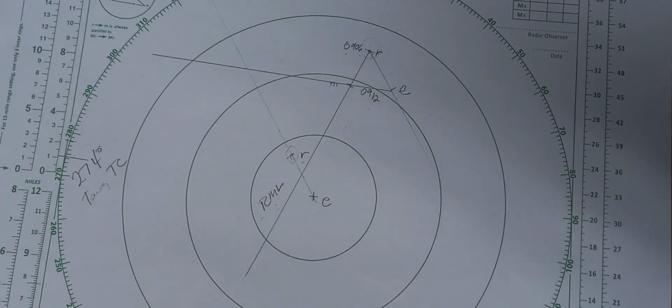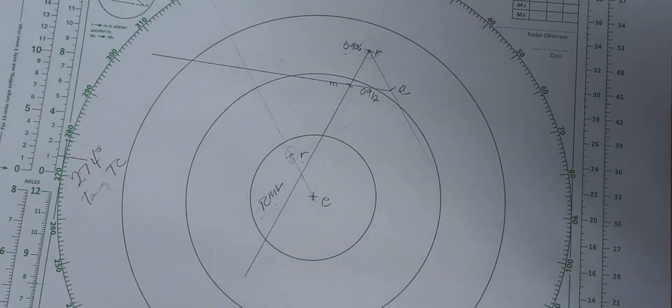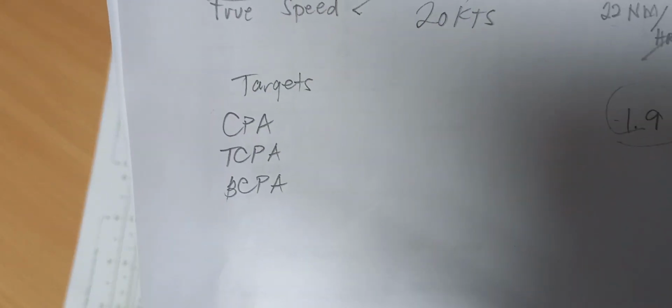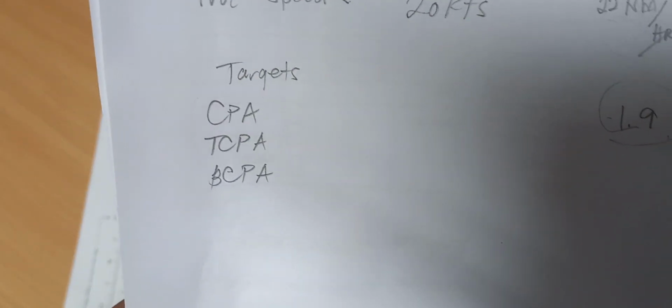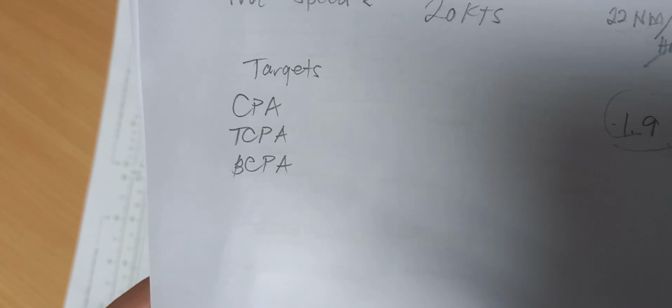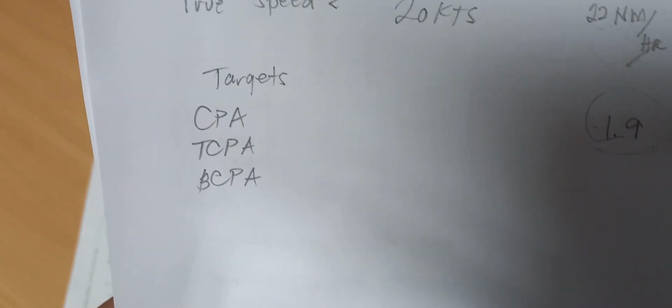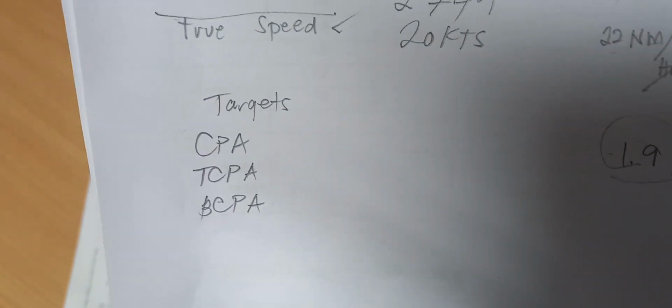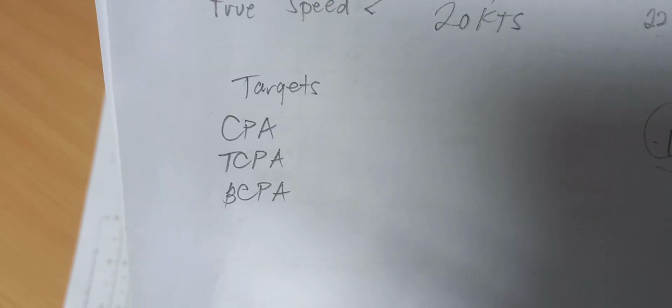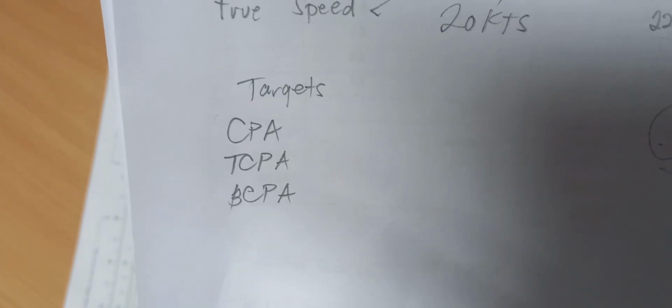Now, next we're going to study how to get the CPA, TCPA, and BCPA. What is CPA? CPA is the closest point of approach. TCPA is the time of the closest point of approach. BCPA is the bearing of the closest point of approach.